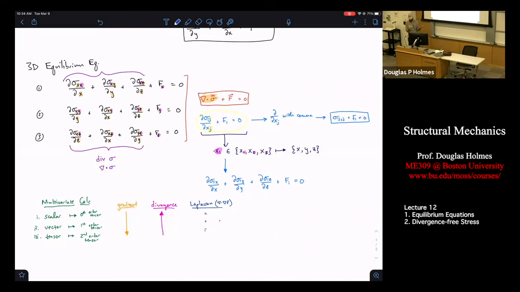You give it a tensor, the Laplacian of a tensor gives you a tensor. Laplacian of a gradient gives you a gradient. Curl also spits out the same thing. Curl of a vector field is going to give you a vector field.